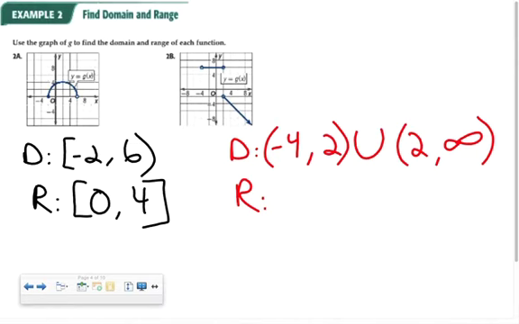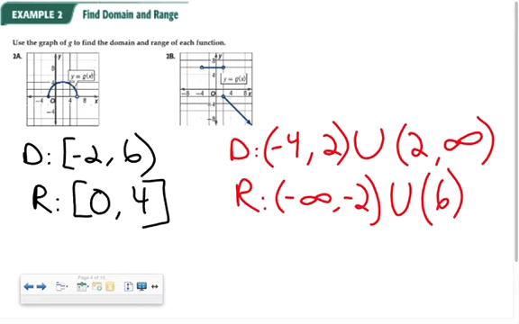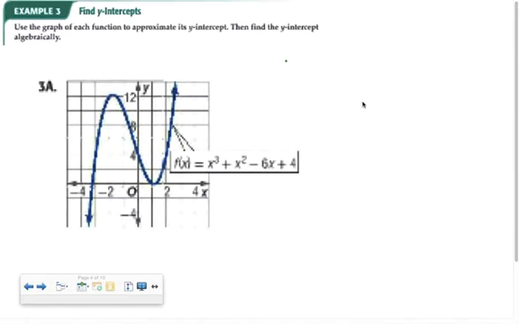My range, looking at my graph from bottom to top, I see that it goes from negative infinity to -2. And then once again, I have to take into account that there's this gap here that picks back up at 6. And that's my domain and range for those problems.